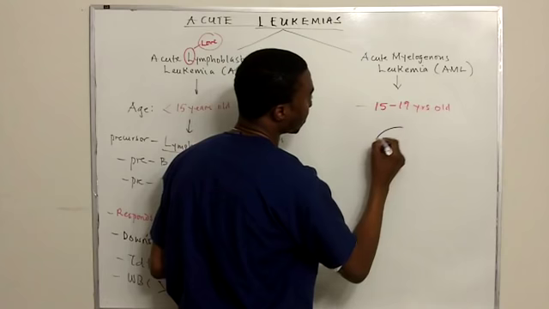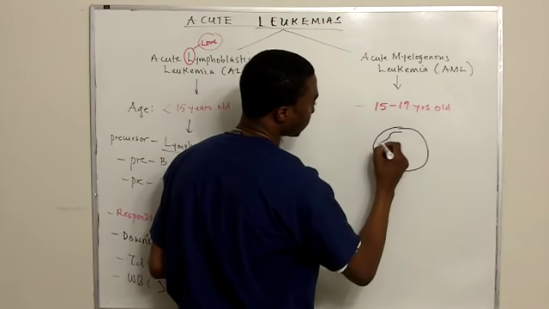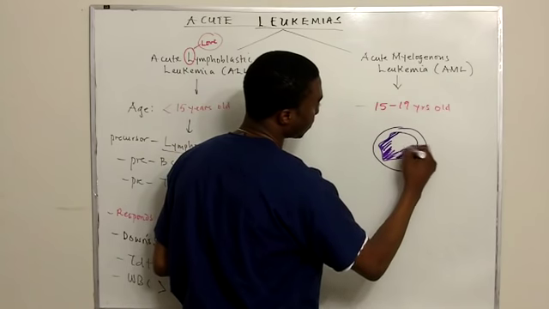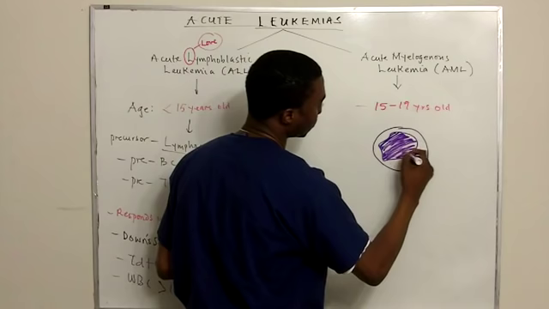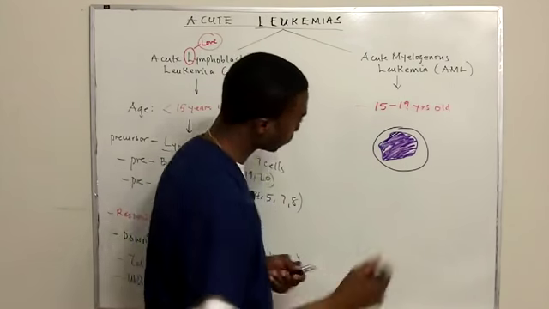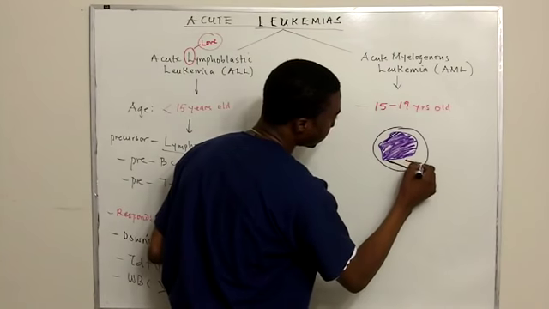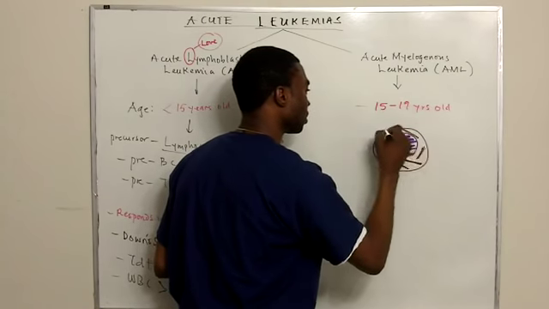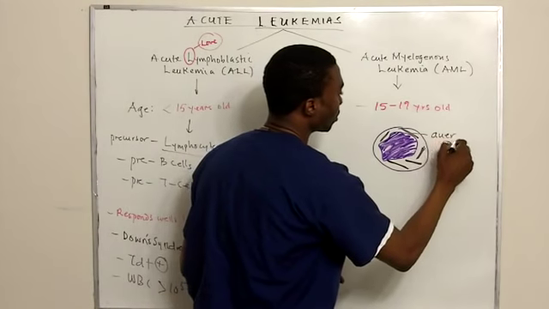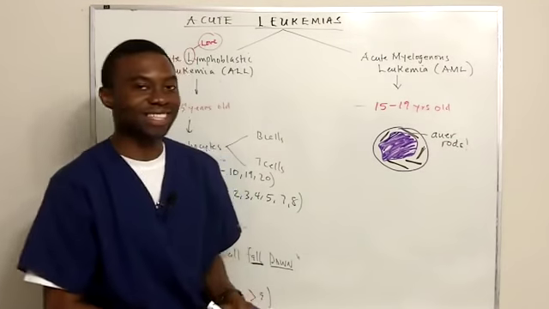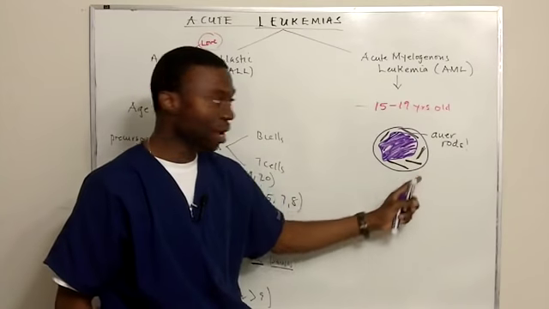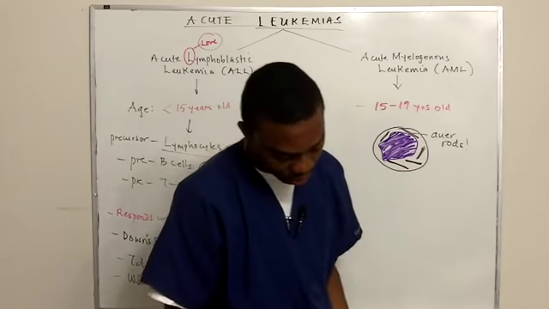An Auer rod cell looks like this. And inside the Auer rod cells, you will see little rods in there. Those are called Auer rods. And this is the diagnostic histopathology that we always see in patients with AML. AML, Auer rods. AML, Auer rods.